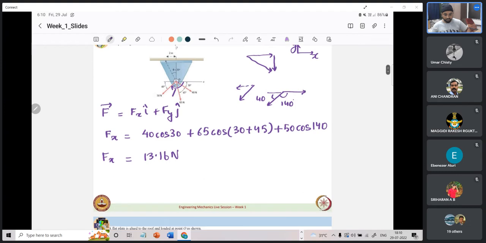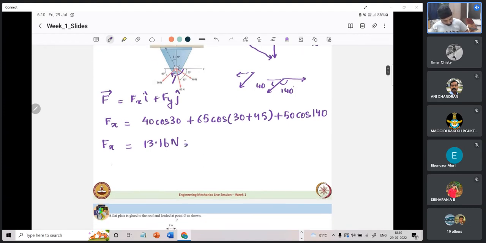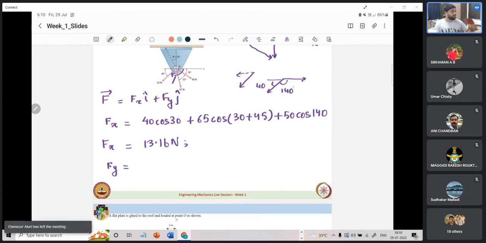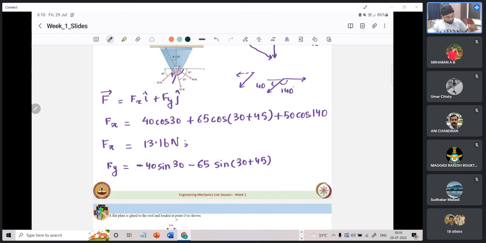This is the x component. Similarly, we can calculate the y component also. What will that be? Mind you that the y component for all these forces will be in the minus y direction. So we have to appropriately put negative for everything. So this will be minus 40 sin 30 minus 65 sin 30 plus 45 minus 50 sin 40 or 140, either way, because from 0 to pi, sine is always positive, so it doesn't matter.